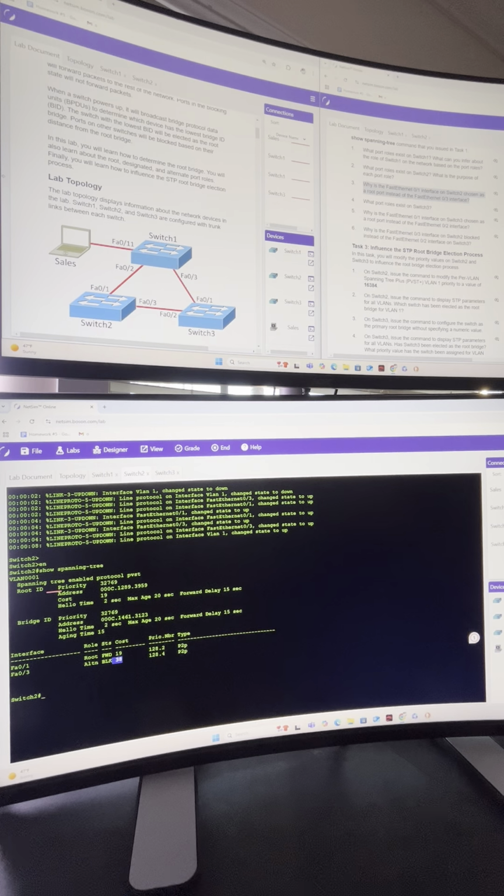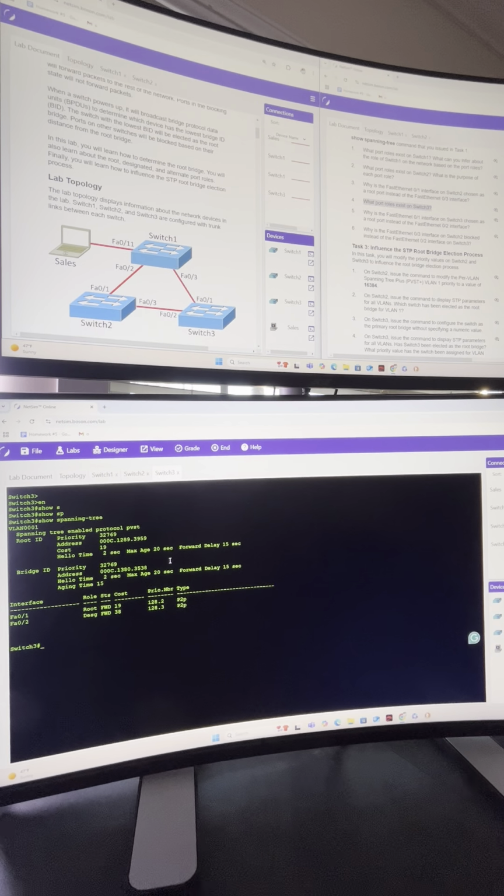All right. So right here on number 4, it says what port roles exist on switch 3. So if we go to switch 3, it also has a root port. Of course, there's only going to be one root port on all non-root switches, and that is the best cost to the root bridge. And then we have a designated port as well. It's also going to be forwarding traffic.